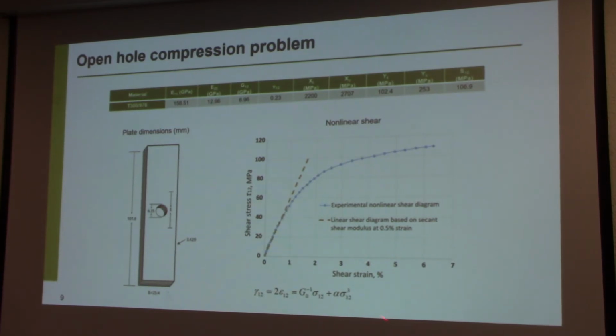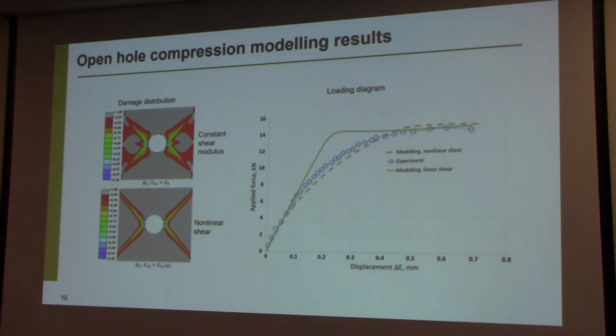Here, nonlinear shear diagram was applied, dependency from shear stress. And if we compare with use of a constant shear modulus without application of that nonlinear diagram, the result is quite different in damage distribution through the thickness, since the shear stiffness drops if you have nonlinear diagram. And the loading diagram also changes if we apply nonlinear shear.